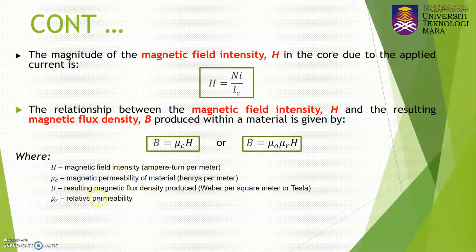Then you also have mu R here. Mu R represents the relative permeability. Usually this value is given in the question. It can be maybe 4,000, maybe 2,500, and so on. Then you also have mu naught. Mu naught is the permeability of free space, which is 4 pi multiplied by 10 to the power of negative 7 henry per meter. This is the constant value that you will always need to remember and use in your calculations later.